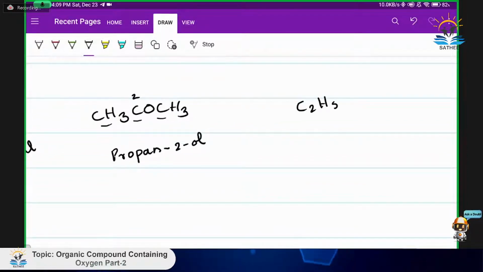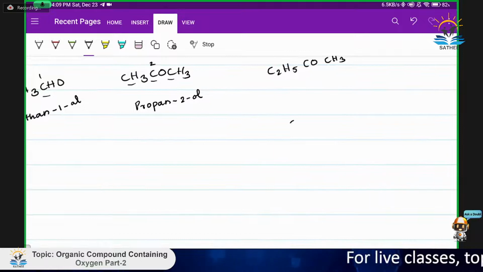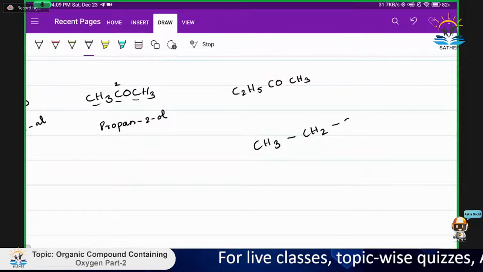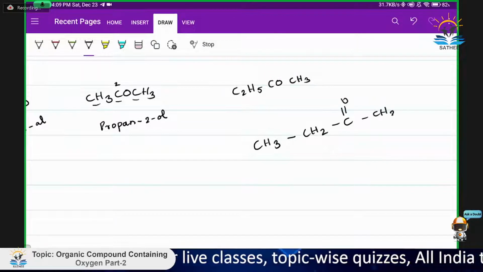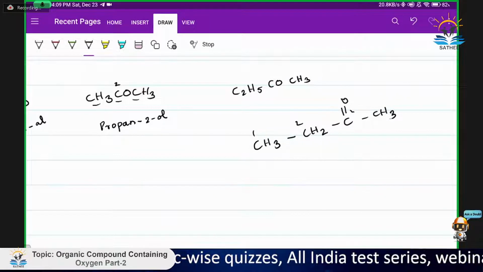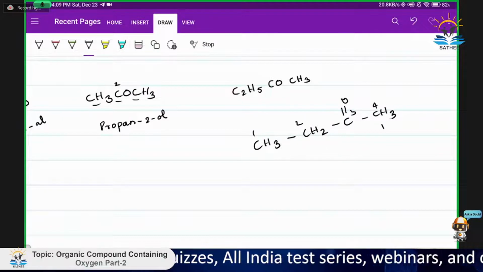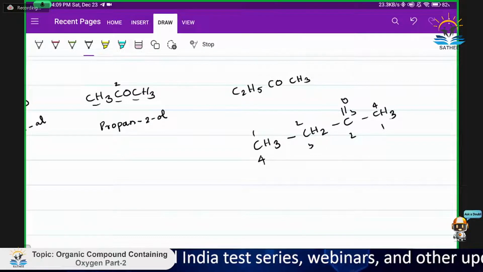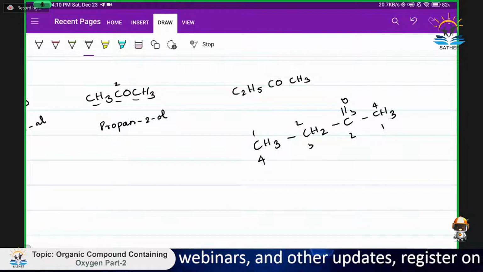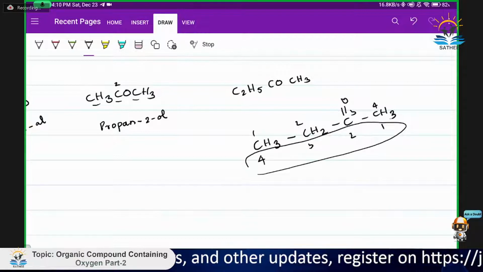We know C2H5COCH3. In this we may draw the diagram of this compound. It will be CH3, CH2, C double bond O, CH3. So we can start numbering the compound from both sides, like 1, 2, 3, 4 here, and also from the other end 1, 2, 3, 4. We should number in such a way that the carbonyl carbon gets the lowest number. So this second way of numbering will be the correct order.